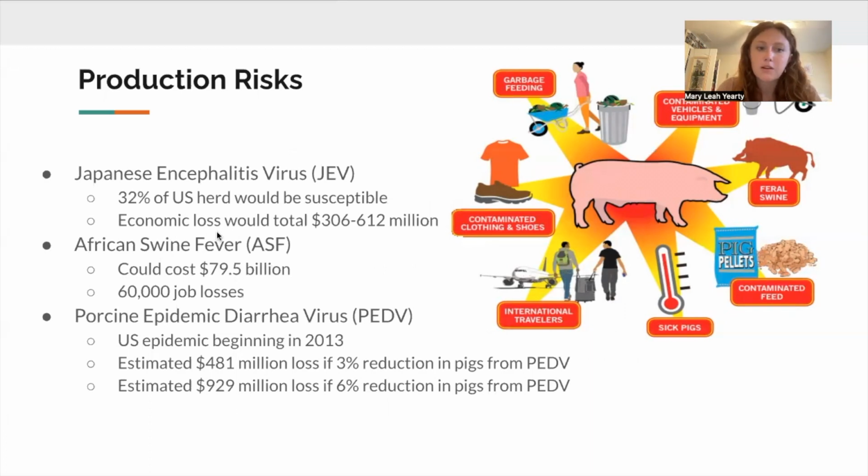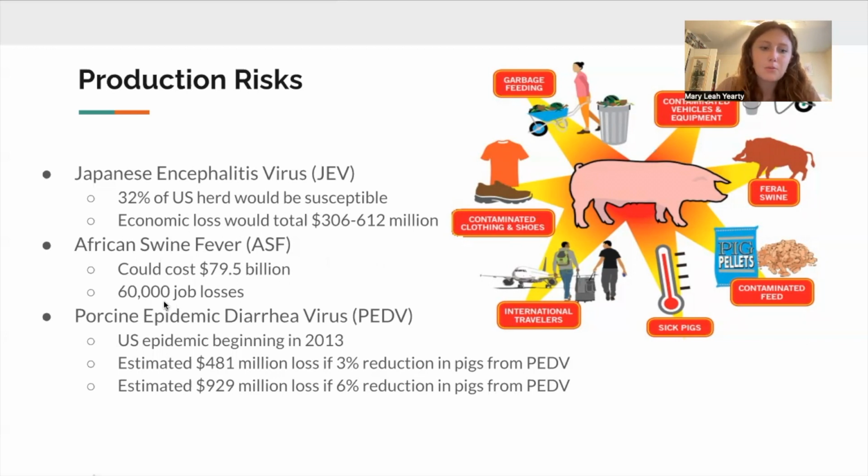For example, Japanese encephalitis virus, roughly 32% of the US herd would be susceptible, and it could cost about $300 to $600 million. And that's pretty steep, but it also gets worse. An African swine fever outbreak could cost $79.5 billion and account for 60,000 job losses. This is, again, pretty steep and could really have an effect on our food supply and our economy.